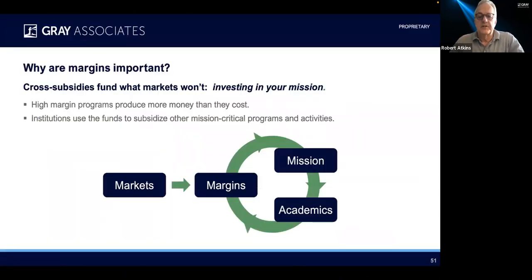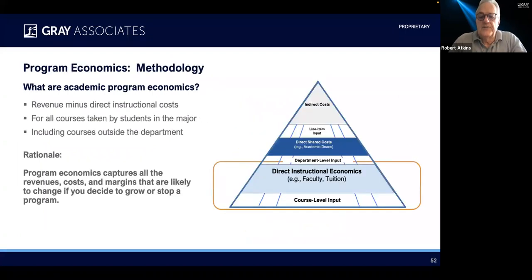So let's switch over and start talking about program economics. And now we're shifting from data that comes from outside the institution about markets to data from inside the institution about margins. First things first, what data do you need? We would argue to understand and make decisions about academic programs, you need to understand direct instructional economics. So that does not include indirect costs by and large.